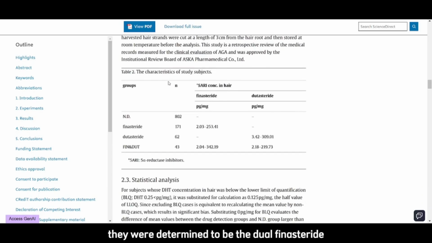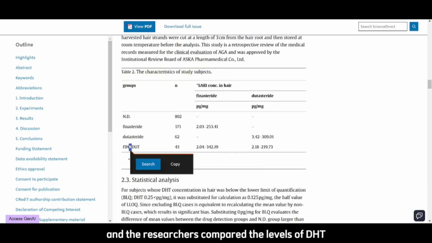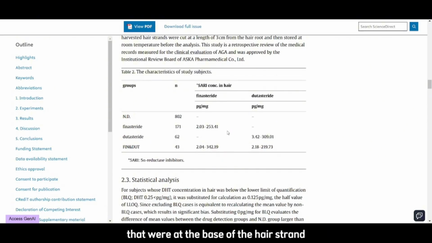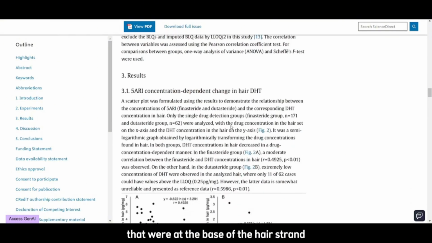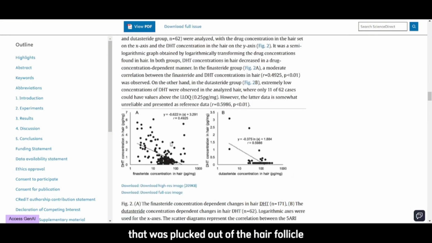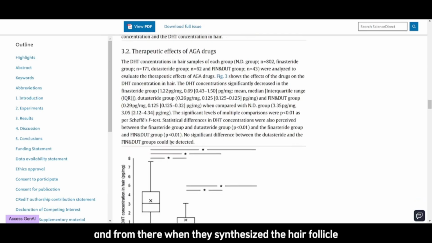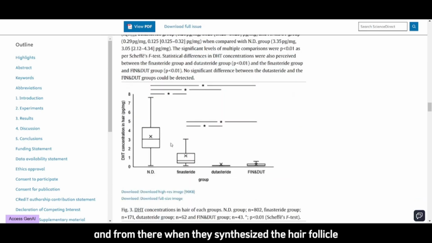They were determined to be the dual finasteride-dutasteride group. And the researchers compared the levels of DHT at the base of the hair strand that was plucked out of the hair follicle, the white part, right? The dermal papilla area. And from there, when they synthesized the hair follicle, they found the greatest reduction in DHT for the group that used dutasteride.